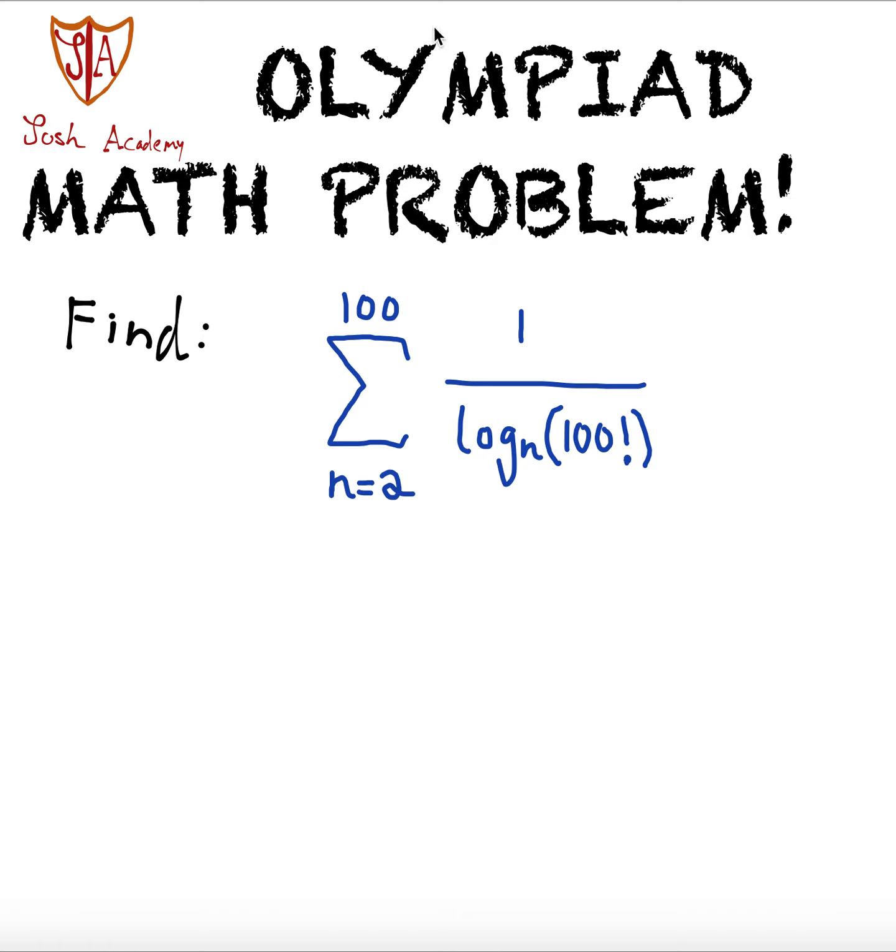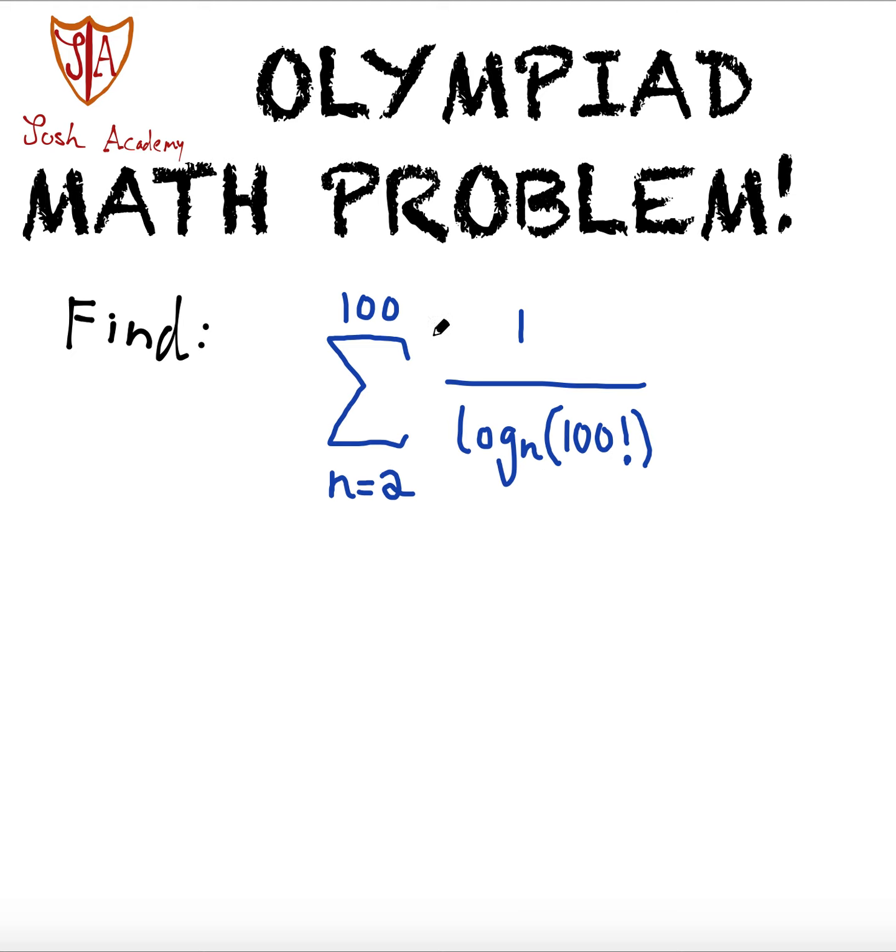What I want to share in this video today is an amazing Olympiad math problem, actually my favorite problem that I've ever encountered in my life. Now, what it's asking us is to find the sum of 98 terms of the 100 terms in the sequence, with n starting at 2, of 1 over log base n of 100 factorial. Now, what does this even mean?